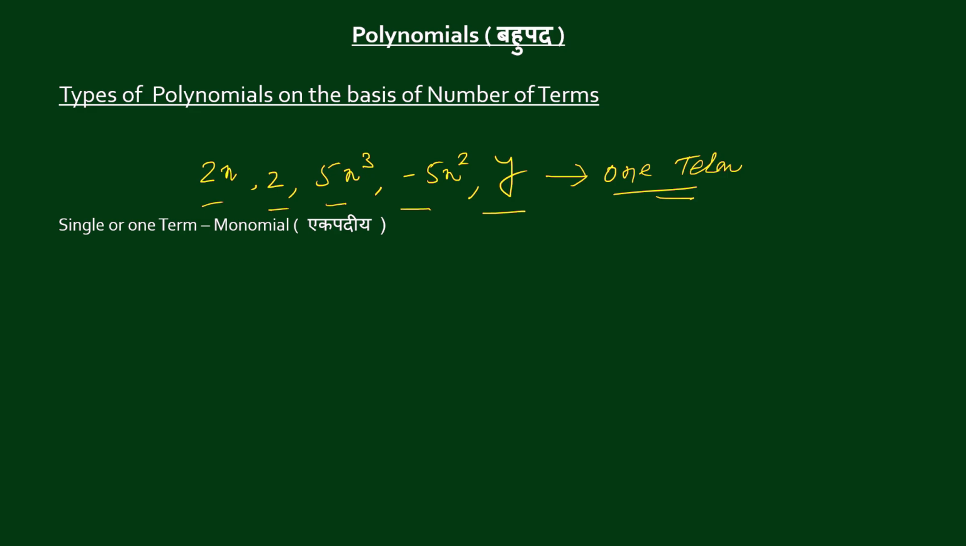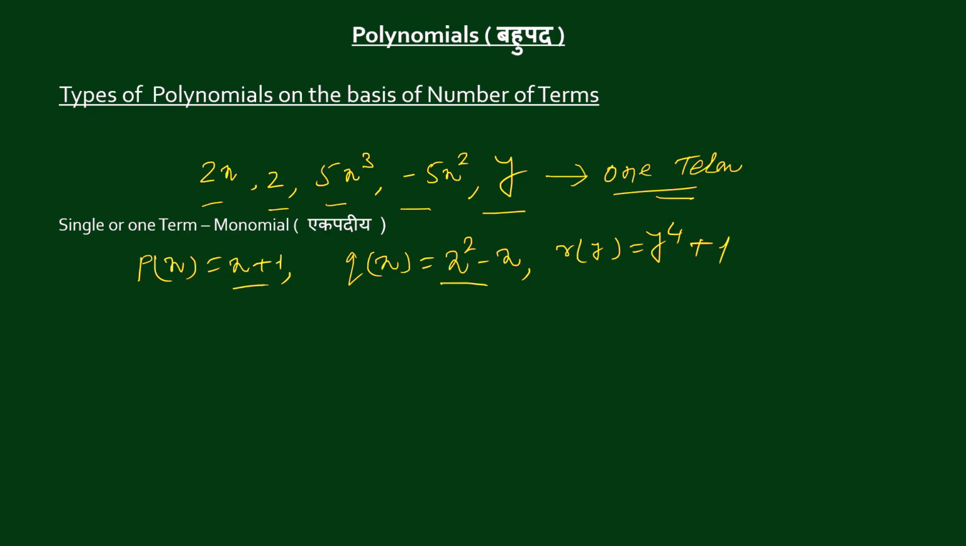Now let us take some more polynomials like p(x) is equal to x plus 1. q(x) is equal to x square minus x. r(y) is equal to y to the power 4 plus 1. So here we see that all the polynomials have two terms, total two terms. So such polynomials are called binomials. Polynomials जिसमें दो terms होते हैं उसको हम binomials कहते हैं.